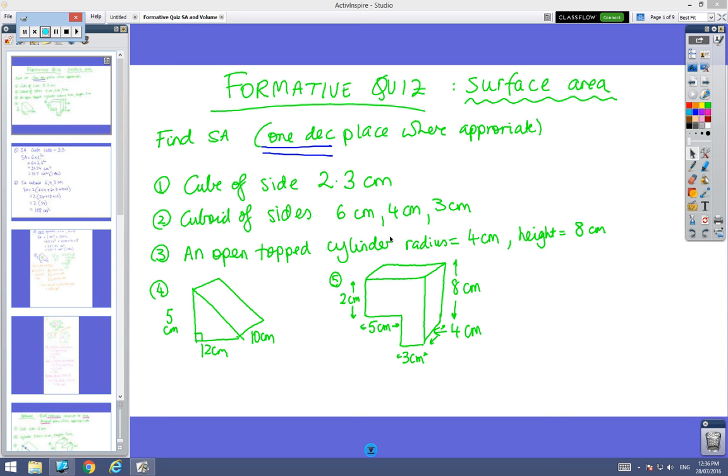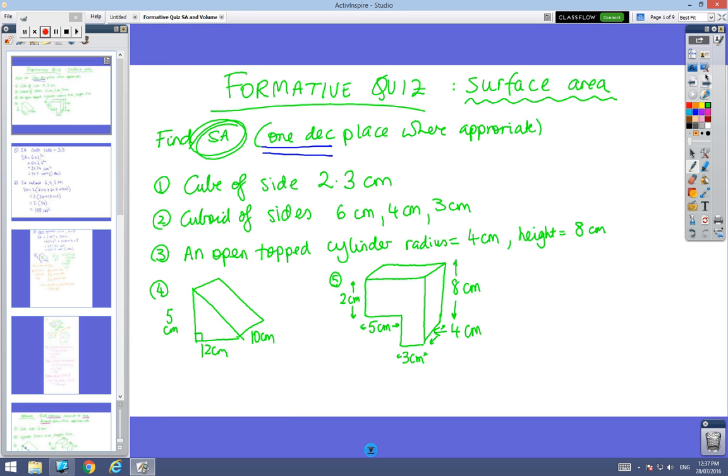Okay, so this is surface area to start with. Okay, not volume. So this first set of exercises is surface area, not volume. So an open-top cylinder, a triangular prism, and a composite shape. So what I want you to do is pause the tape, and when you're ready, come back live. It might take you about 10 minutes or so.